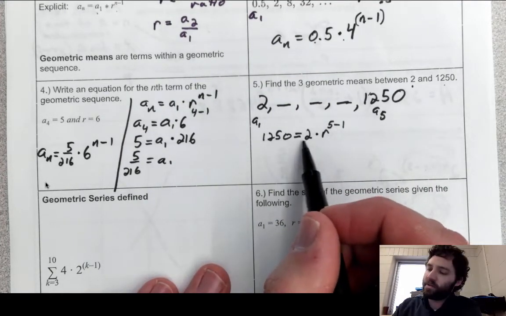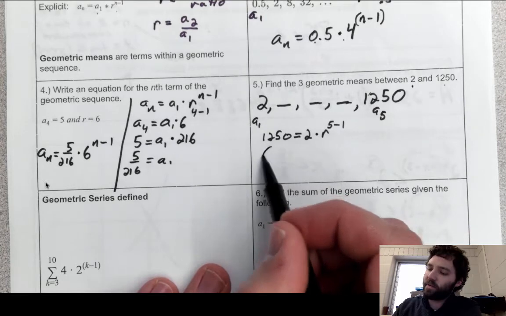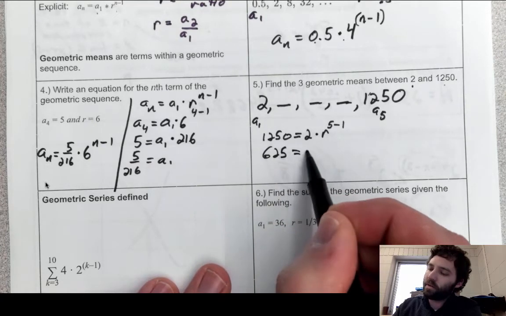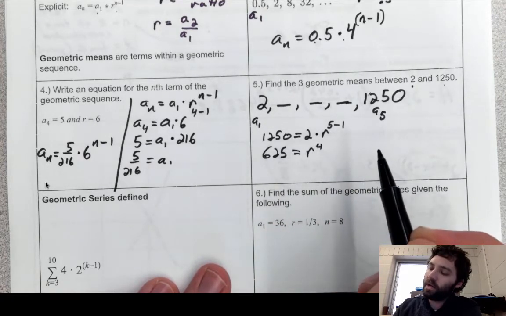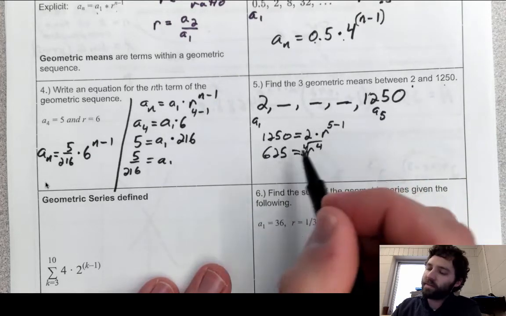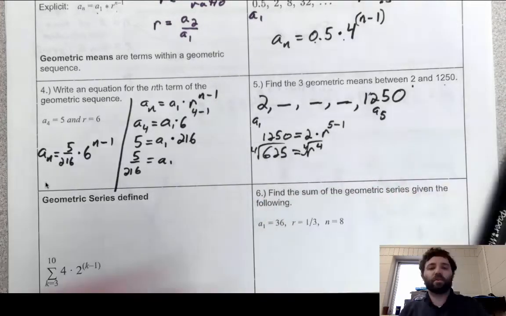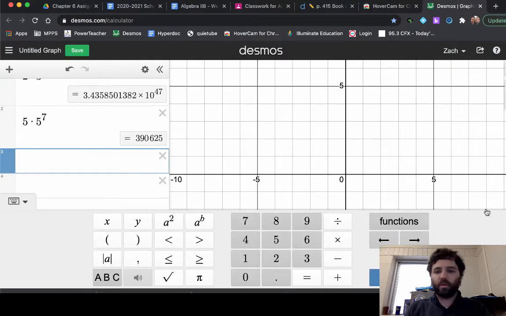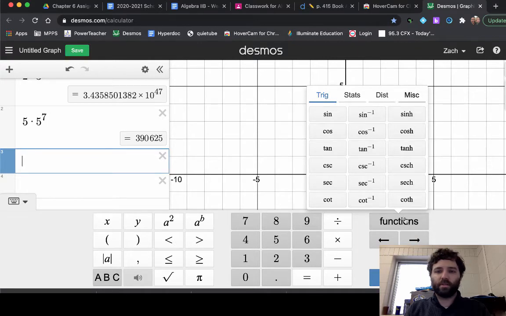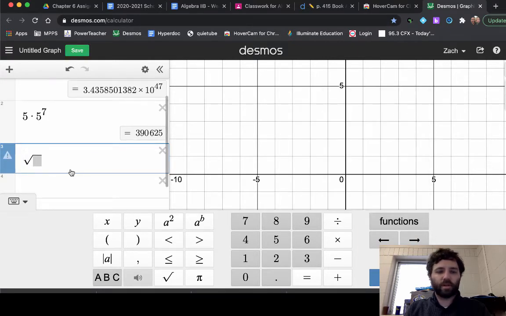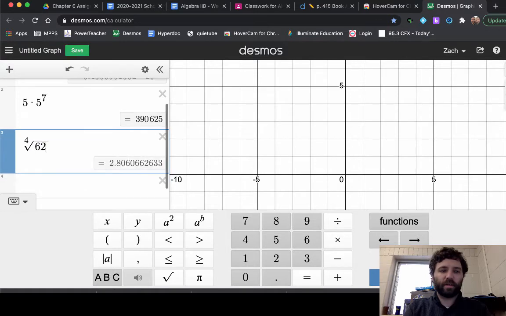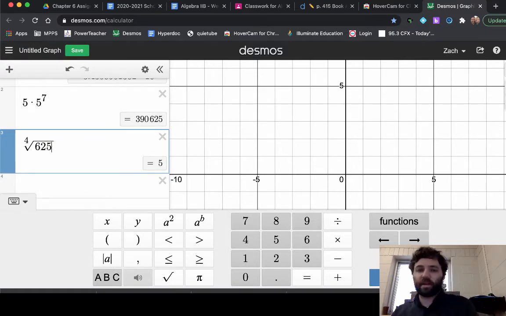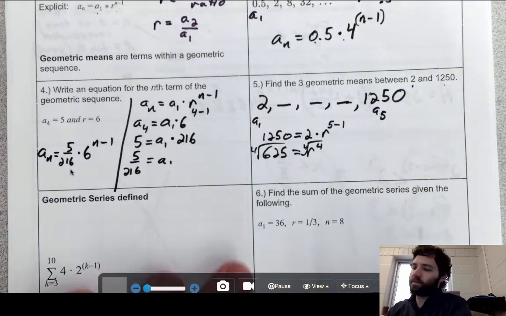Now I'm going to solve this. I'm going to divide by 2, so I get 625 is equal to r to the fourth. Then I'm going to have to take the fourth root of both sides. So I'm going to go over to Desmos. I'm going to use the nth root command, so I'll bring up the keyboard, bring up functions, bring up miscellaneous, nth root. I want 4 and 625, and you can see that my answer is 5. So I get that r is 5.